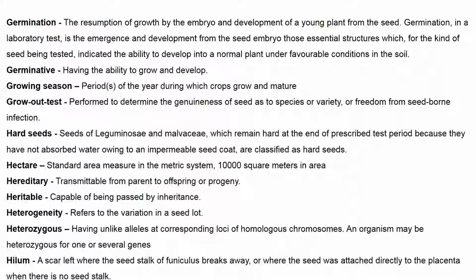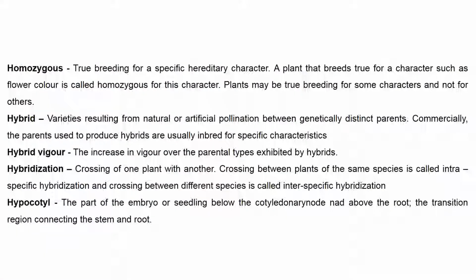Hilum. A scar left where the seed stalk or funicle breaks away or where the seed was attached directly to the placenta when there is no seed stalk. Homozygous. The breeding for a specific hereditary character. A plant that breeds true for a character such as flower color is called homozygous for this character. Plants may be true breeding for some character and not for the others.